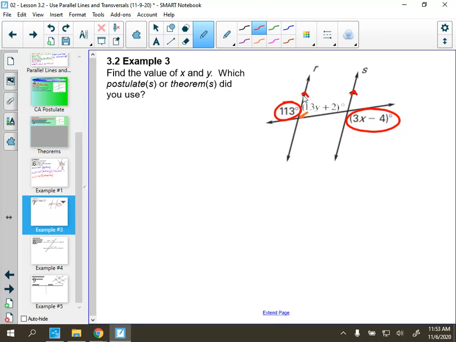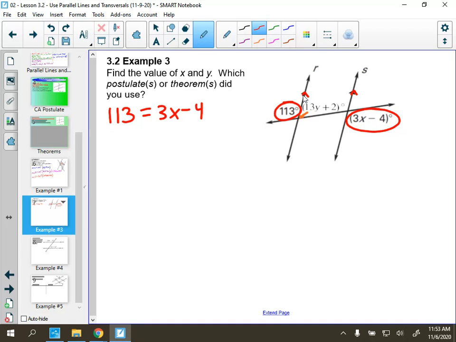Do I have a name for that angle pair? Sure. 113 and 3x minus 4, whatever that angle we would want to call it. Those are alternate exterior angles. Those have to be congruent. So as I go to set up, what does congruent mean? They have to have equal measures.